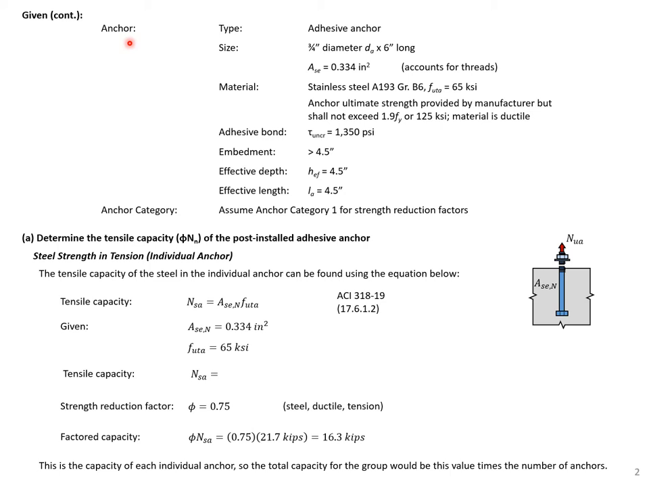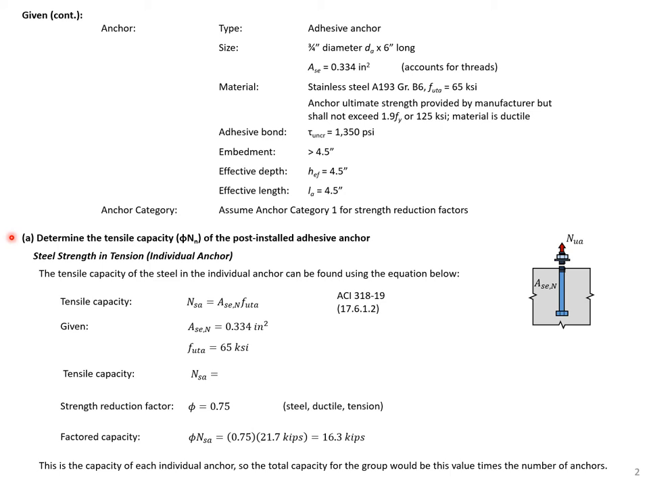Some of the additional details about our anchor are given here, including the type, the size, the area of the anchor, the material of the anchor, the adhesive bond stress of the anchor, the adhesive that's used in the connection, the embedment length, the effective depth and effective length, and we need an anchor category. So we're going to assume an anchor category 1 for the strength reduction factors.